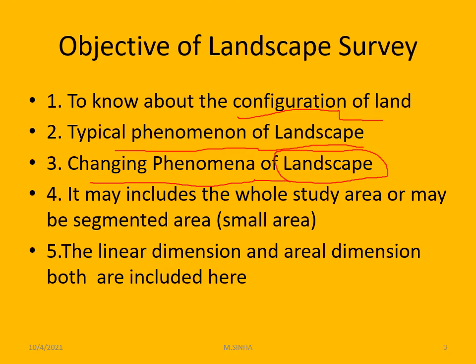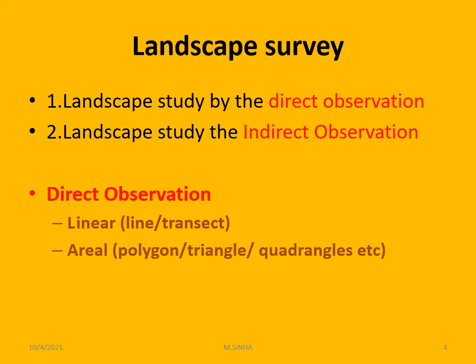Landscape survey is also segmented into two parts, the aerial part and the linear part. Landscape study has two methods. First is direct observation, the direct method, related to direct field observation, or the active method. Second is the indirect or the passive method. The direct method is the most important technique in landscape survey.